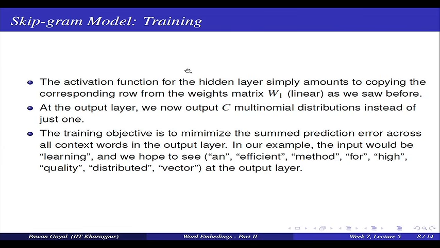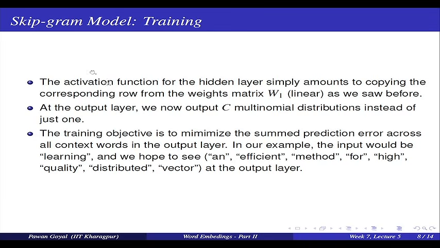This is very analogous to what we saw in the case of CBOW. From input to hidden layer, I am simply copying the row from the weight matrix W1. I have only one input, so I will copy only one row, and that will go to my hidden layer. At the output layer, we will have C different distributions, and I will try to predict the C different context words using my hidden layer. The objective is to maximize the summed prediction error across all the context words in my output layer. So I want to maximize the probability of observing my actual context words.